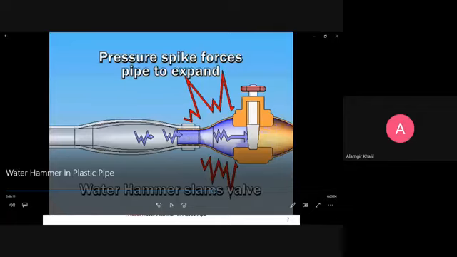Clear? So that's why this is an undesirable phenomenon. We have to keep the pressures that develop as a result of suddenly closing the valve within desired limits. First we need to avoid it. If we cannot avoid it, we have to keep the increase in pressure within limits, as low as possible, so that there is no damage to the piping system.